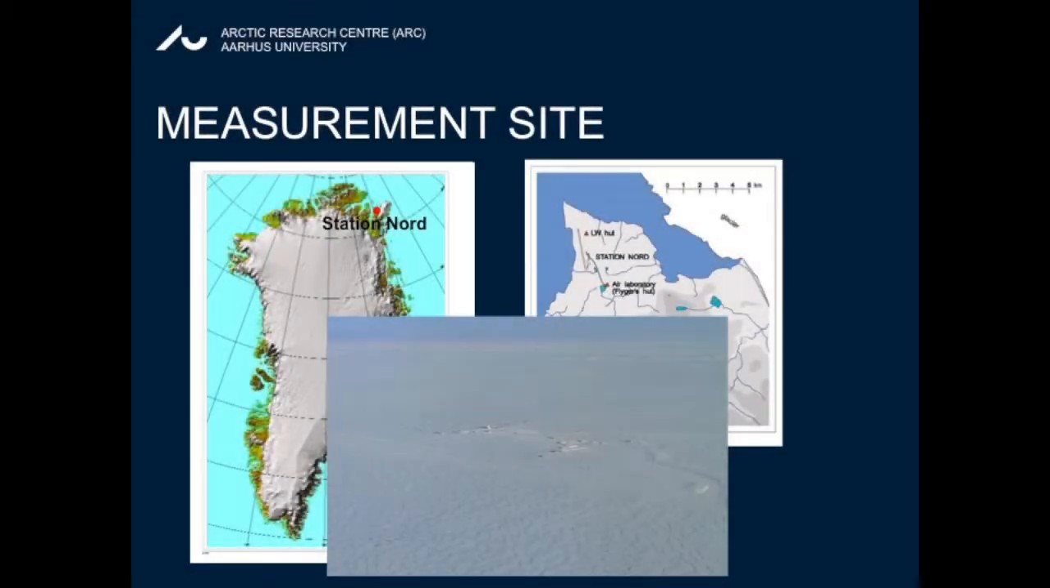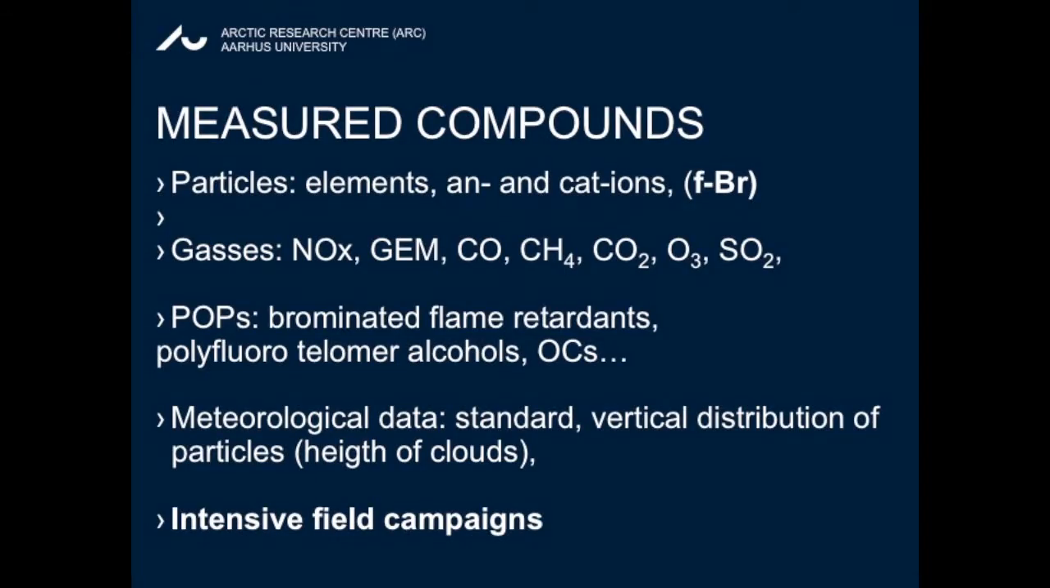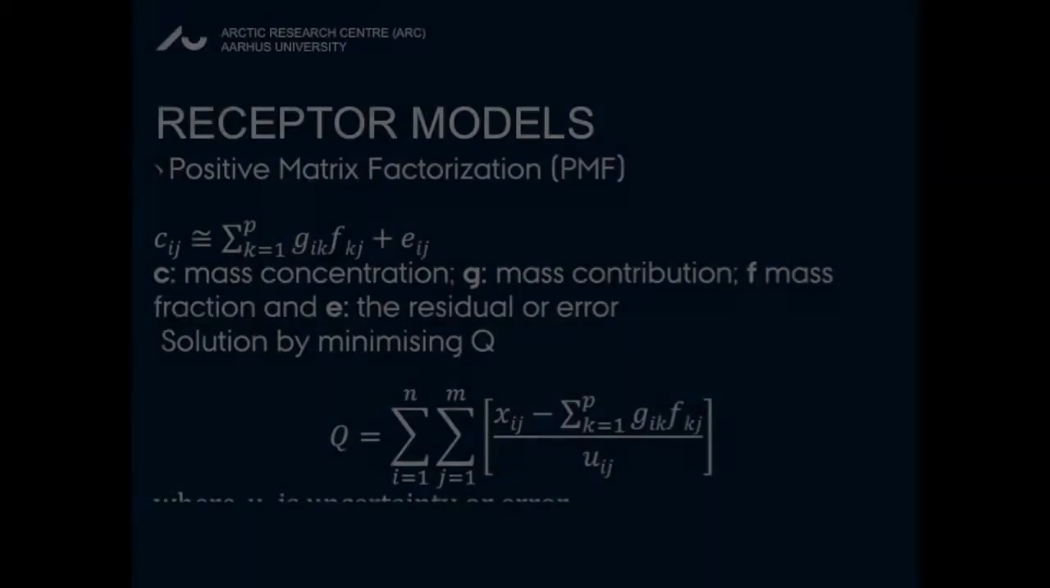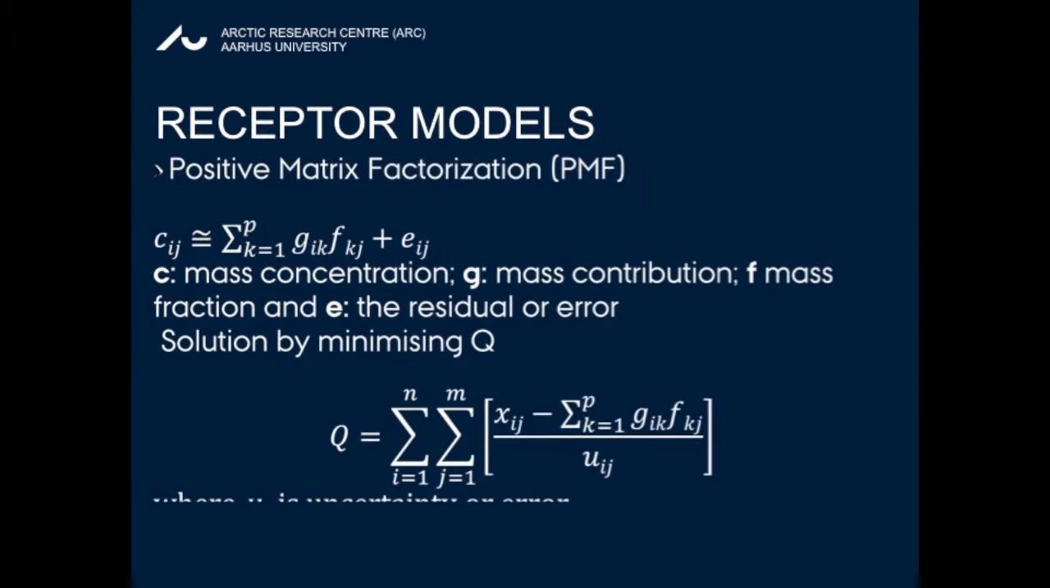The measurement activity that we have is done at Station Nord, located up here in the northernmost part of Greenland, 81-degree latitude, located on a small peninsula, and you can see it is very remote. 5 soldiers are there year-round and nobody else, and we are located 2 kilometers outside the camp. We're measuring a long series of compounds, gases, particles, meteorological parameters as well, and then we are carrying out these intensive field campaigns. We're making statistical evaluation of our data.